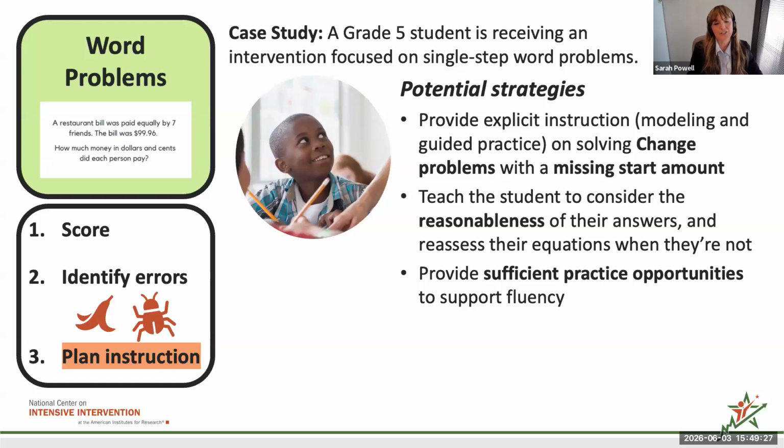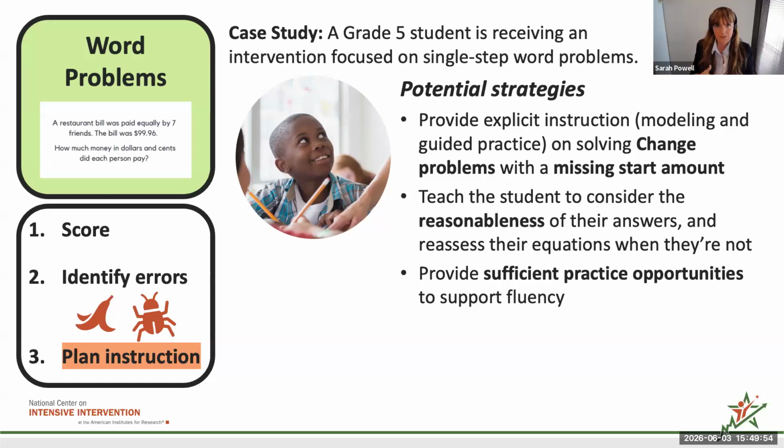So as Ali suggested, a really good way to start is to think about providing some explicit and systematic instruction. That's that modeling and guided practice opportunities on word problem solving, but specifically on those change problems that have a missing start. I'd also be interested to see how the student does on change problems that have a missing change. I'd love to see how they do with those, and that might require some explicit instruction.